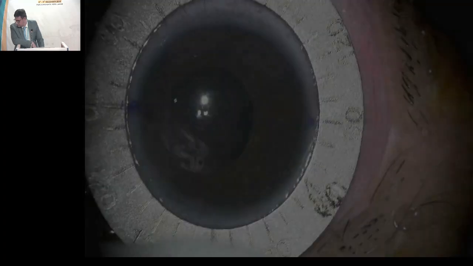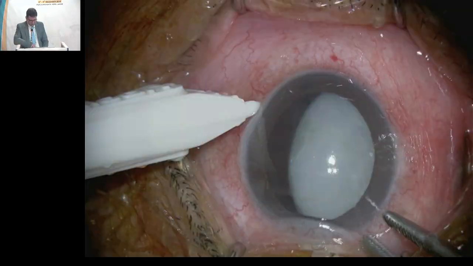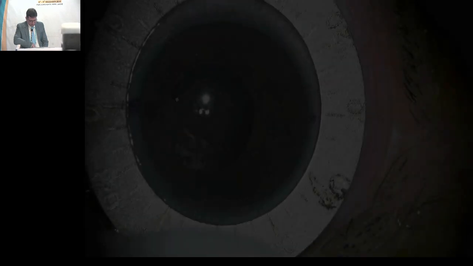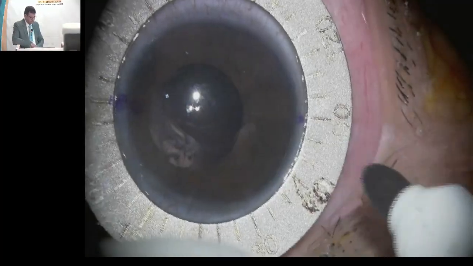Scleral fixation by Yamane technique. Scleral fix. Play करते हैं. Scleral fixation by Yamane technique.